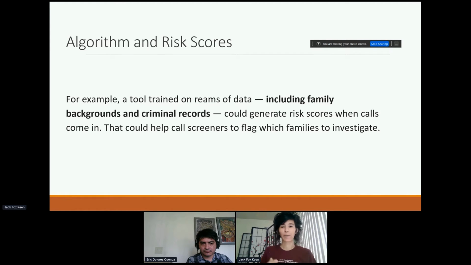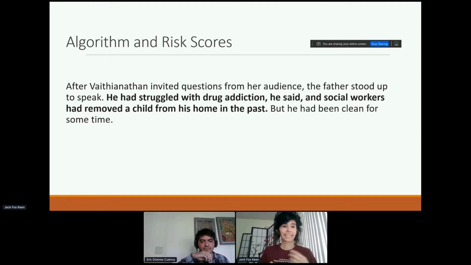And so basically, as you all know, you would train the algorithm on a bunch of data. And some of this data would include family backgrounds and criminal records. And then this would generate risk scores when calls come in. And that could help call screeners flag which families they need to investigate. And then after Vathyanathan invited questions from the audience, the father stood up to speak. He had struggled with drug addiction, and social workers had removed a child from his home in the past, but he had been clean for some time.